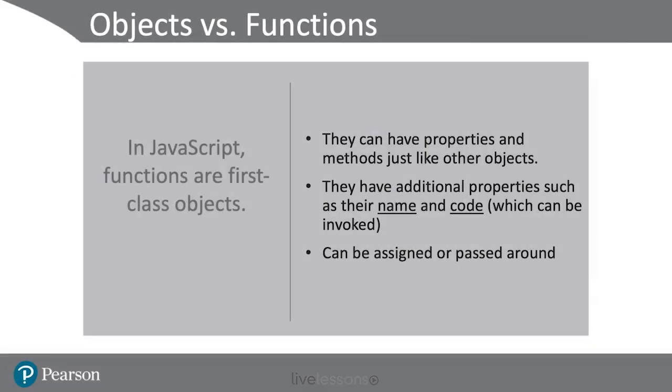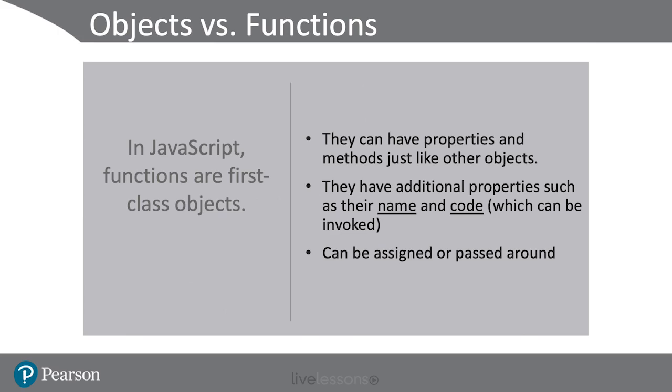Welcome to section 2.2. In this section, our goal is to understand the difference between objects and functions in JavaScript. In the previous section, I mentioned that in JavaScript, functions are first-class objects. And we looked at the reason for why functions are first-class, but we never paid attention to the fact that they're objects. So the reason is because in JavaScript, everything is really an object, and functions are no different. They can have properties and methods just like other objects.